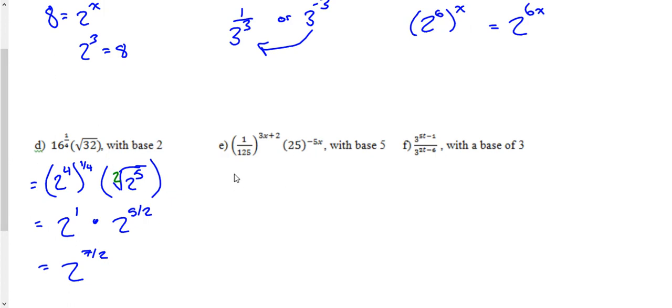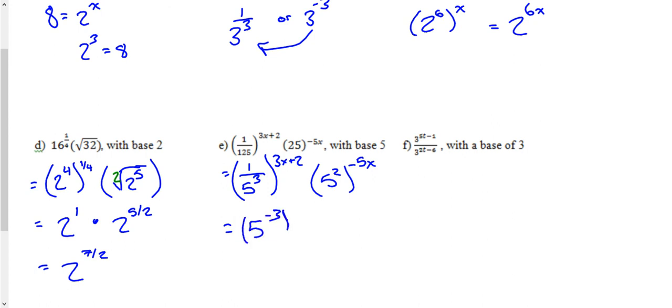So here, I'm going to rewrite this one as 1 over 5 cubed, because that's what 125 is. All of this still has that 3x plus 2 as an exponent, and over here we have 25, which is 5 squared, and all of that has minus 5x as an exponent. Here, I could work with this right away, but I'm just going to convert this into a negative exponent because I have 5 to the negative 3, and I'm going to have my 3x plus 2 there. Basically, I'm getting rid of that fraction.